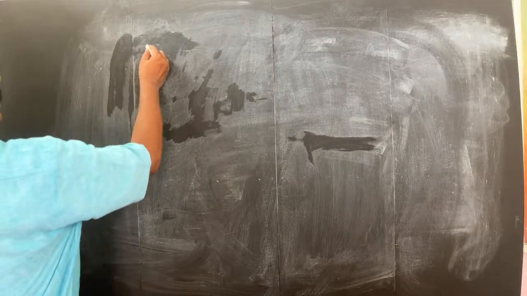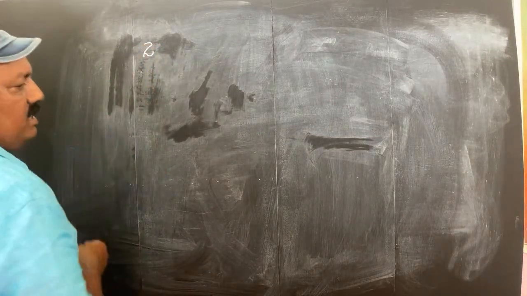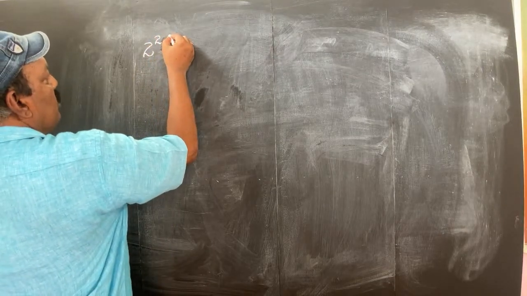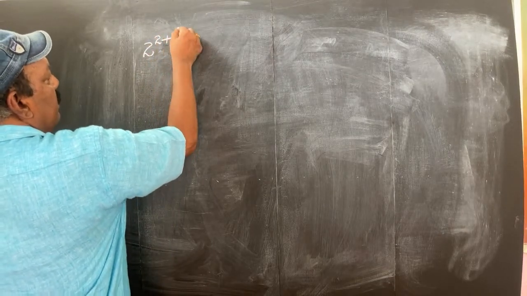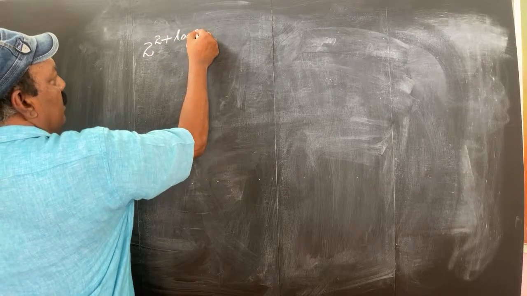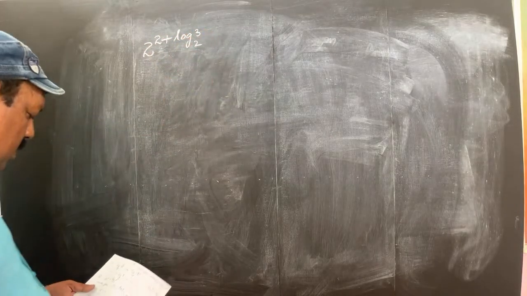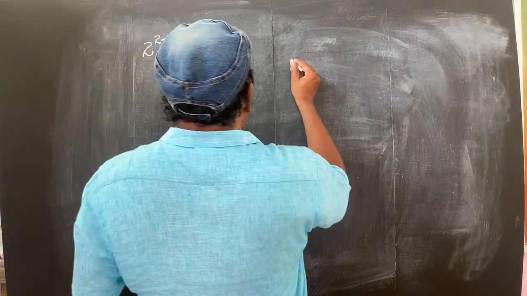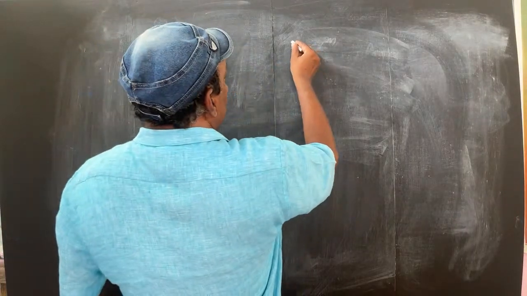Now the next sum, in the first exercise, the 9th sum I am giving here: 2 to the power of 2 plus log 3 base 2. This is the sum given. How to solve it? You will purposely get a lot of problems, but it's a very simple case.